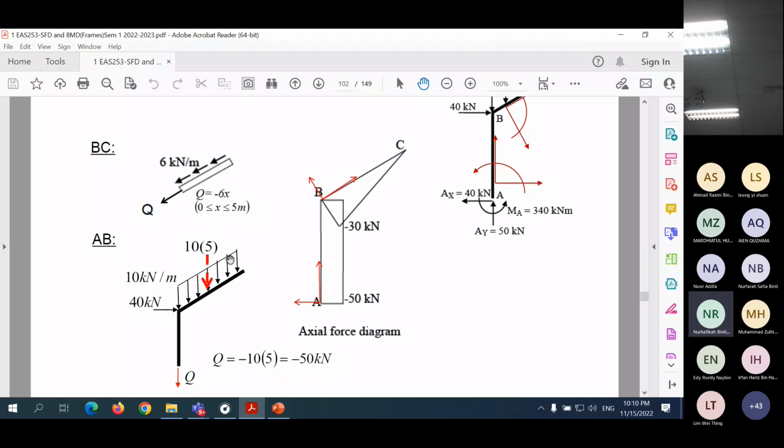So if you draw the axial force diagram, if you combine them, this is what we get. Okay. For BC it is a straight line, -6x. And for AB it is constant, -50. So this is the axial force diagram, the complete one.